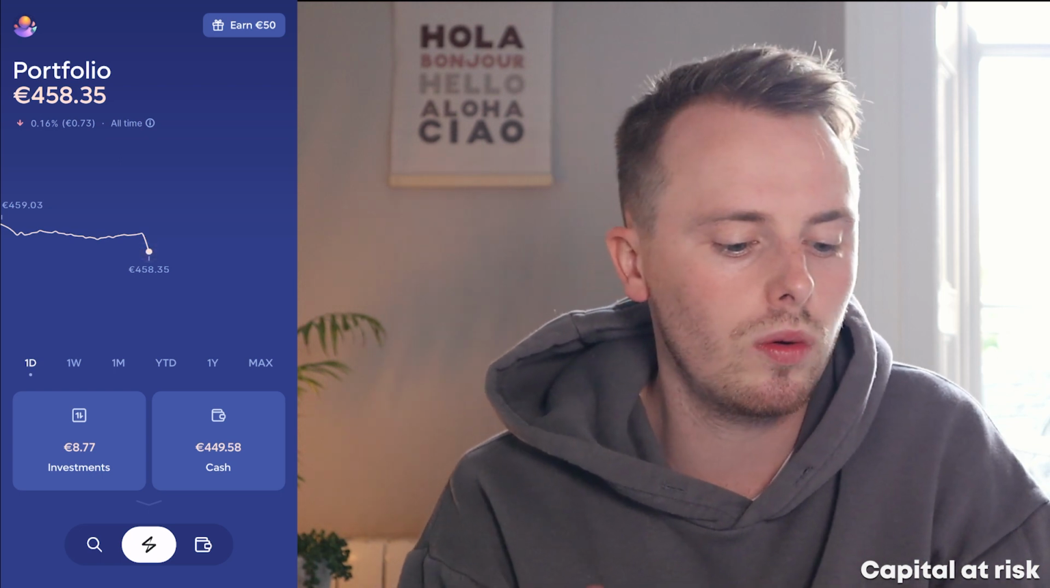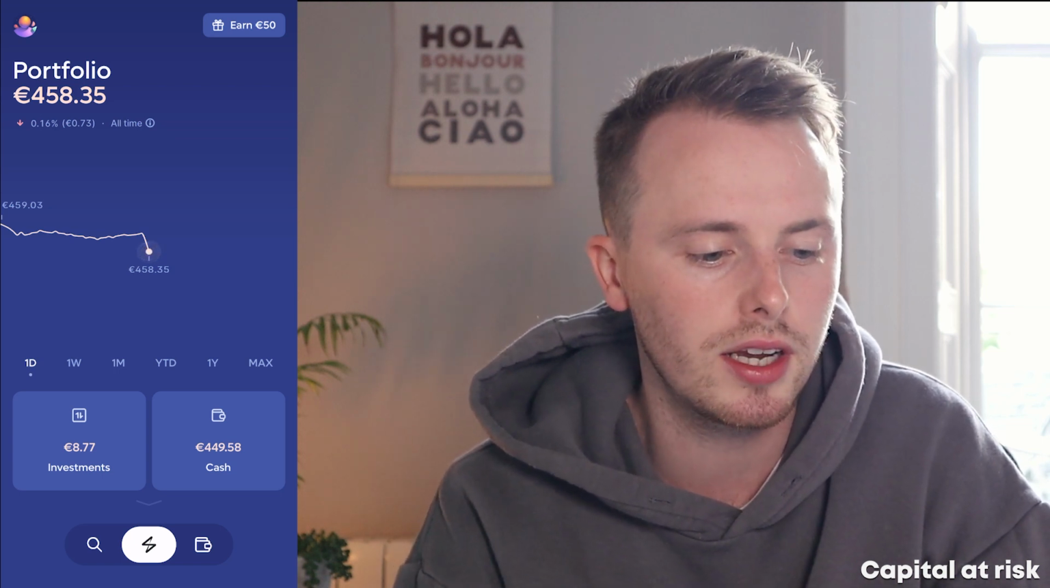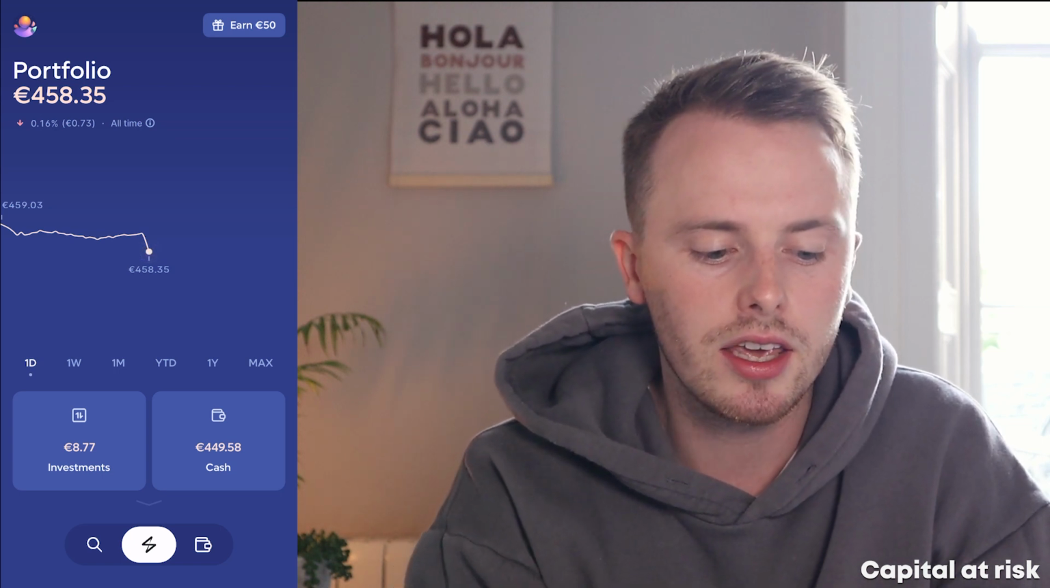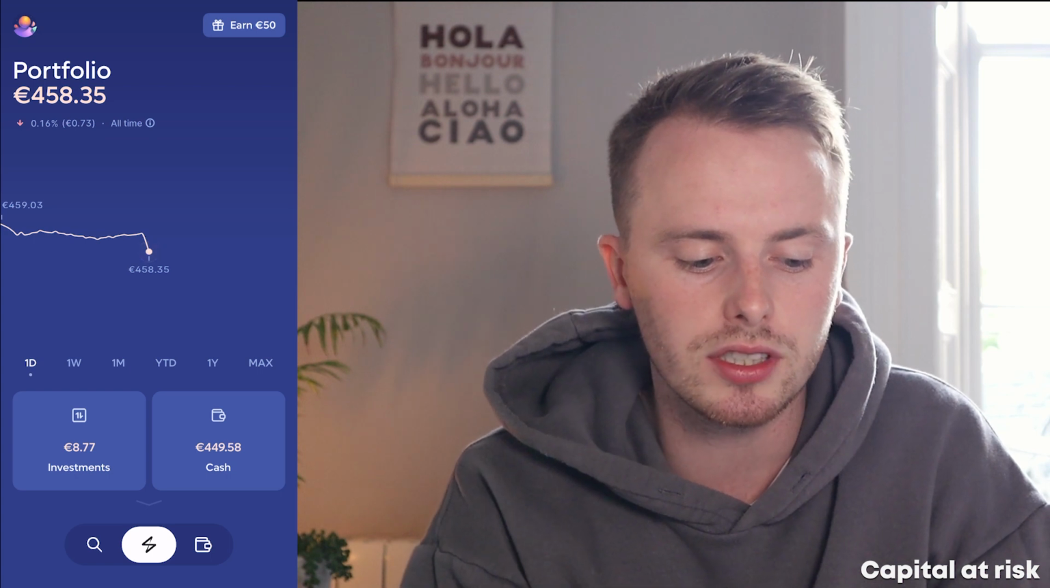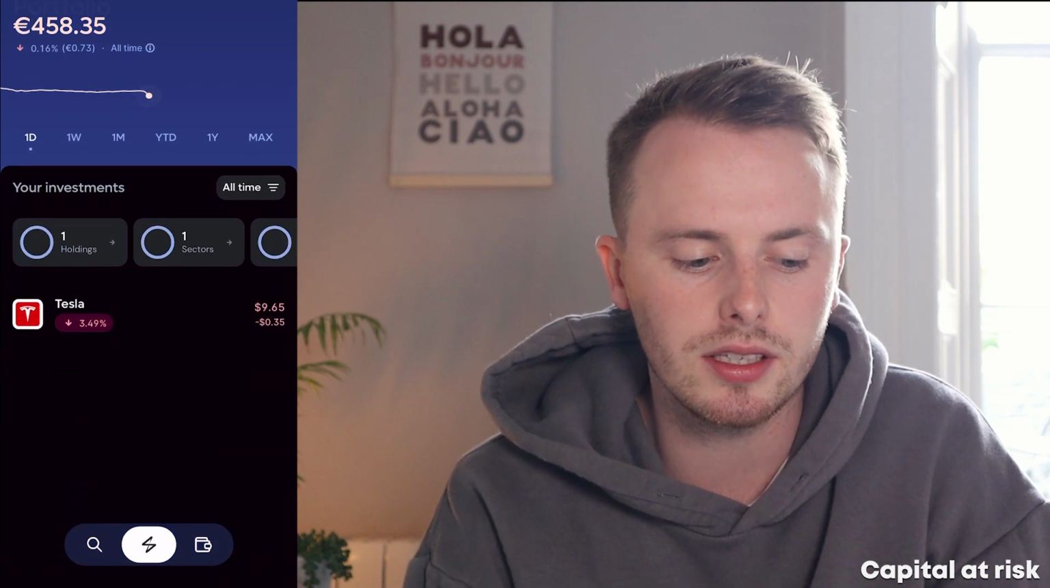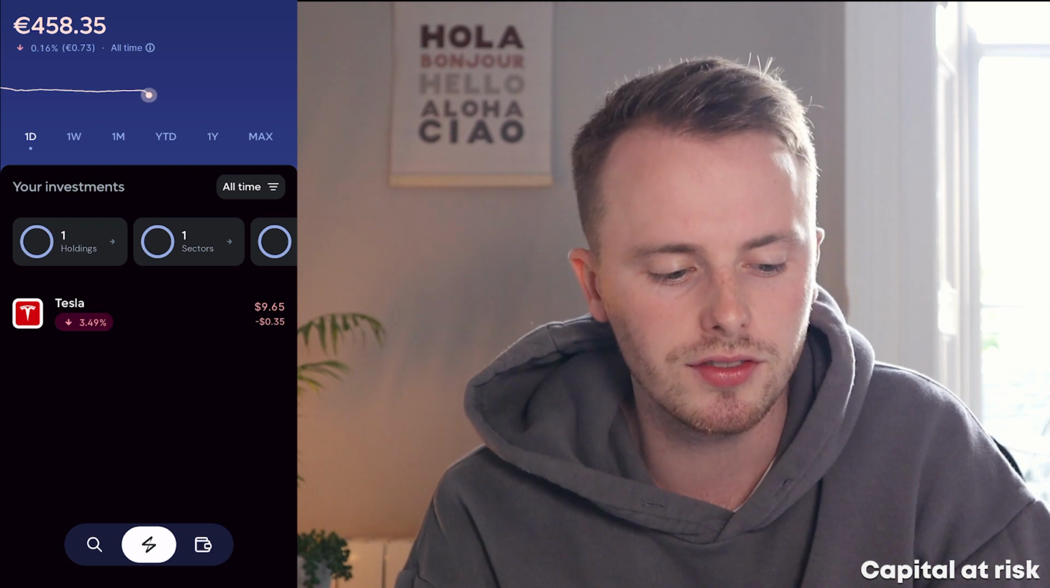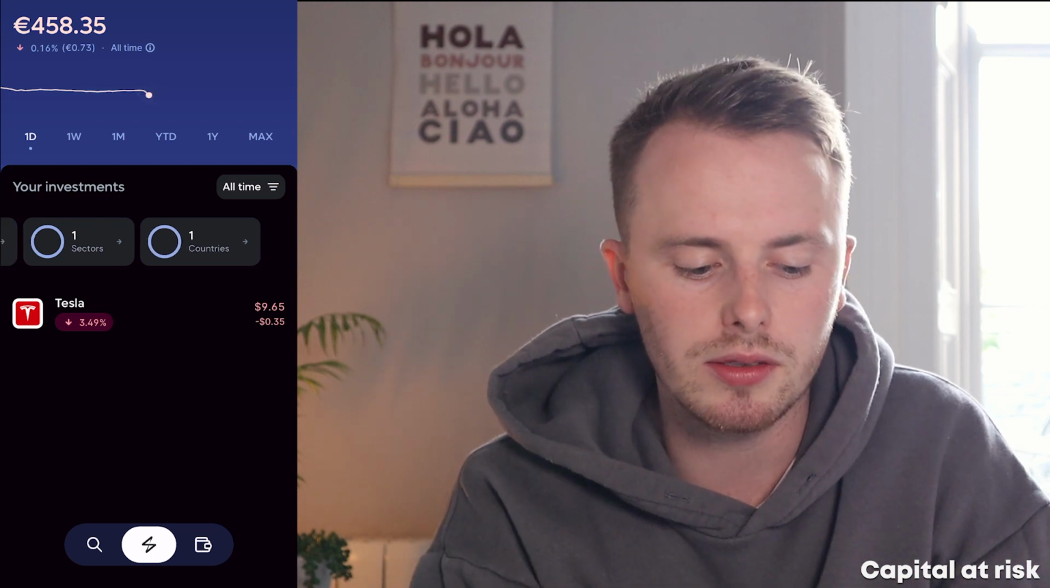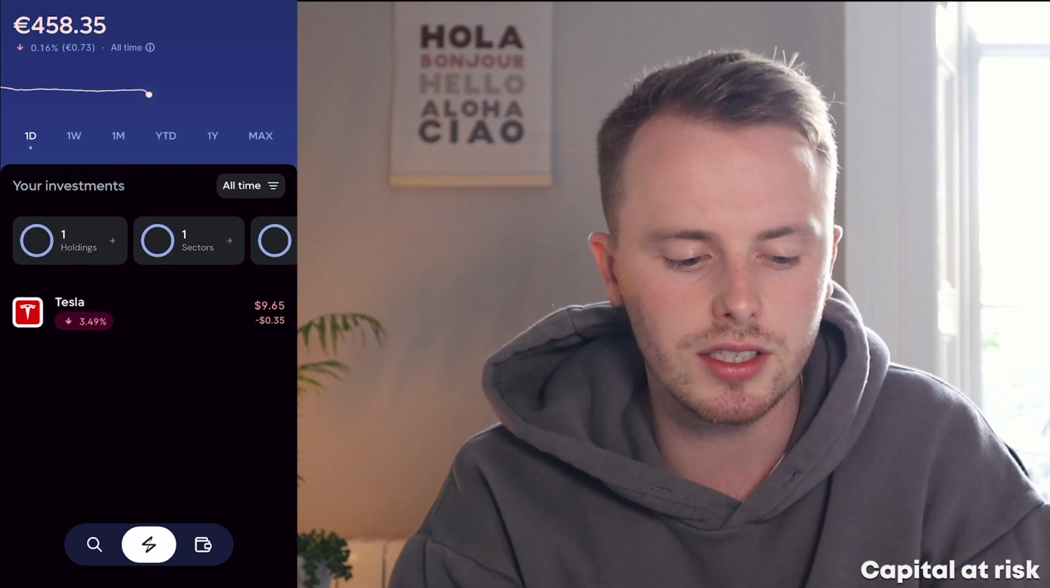Now let's take a look at their stocks and shares offering. So here in the middle, you can see the middle icon. This is kind of your home screen, your portfolio screen. You can see your current balance there. You can also see a breakdown of your investments versus cash. And if you scroll down, you'll be able to see that I currently have one investment, a small amount of Tesla, and then it'll give you some more breakdowns like that. So really cool. I really like the interface here.